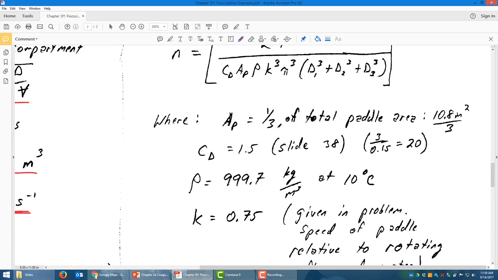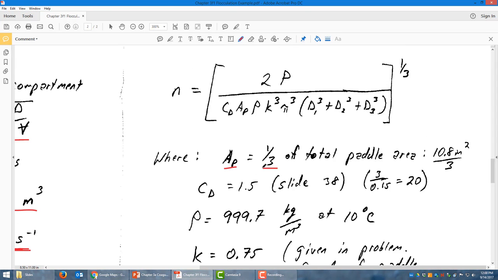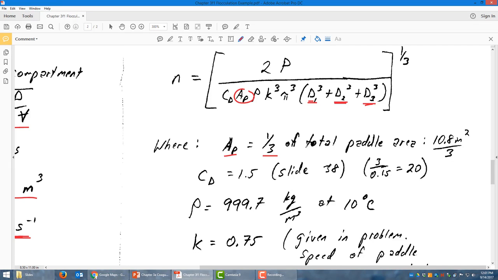And we've fleshed out here AP is 1/3 of the total paddle area, 10.8 meters squared divided by 3. And you ask yourself, wait, why is it 1/3 of the total paddle area? And the reason is because only 1/3 of the paddles are at D1, D2, or D3. Remember, this area is going to be multiplied times each paddle diameter to give us our denominator in this equation. So AP is that 1/3. So we get that 10.8 over 3.